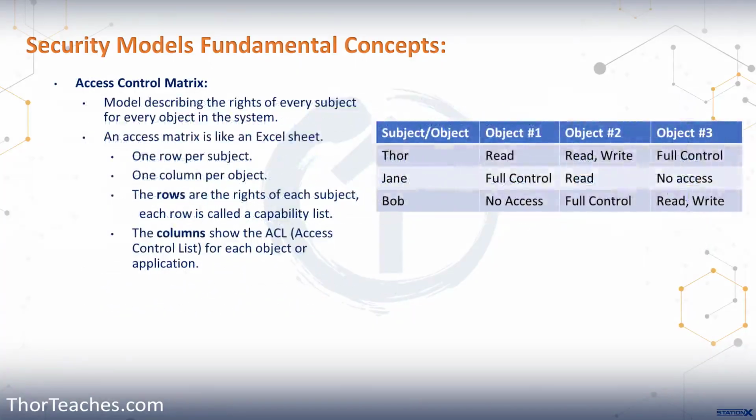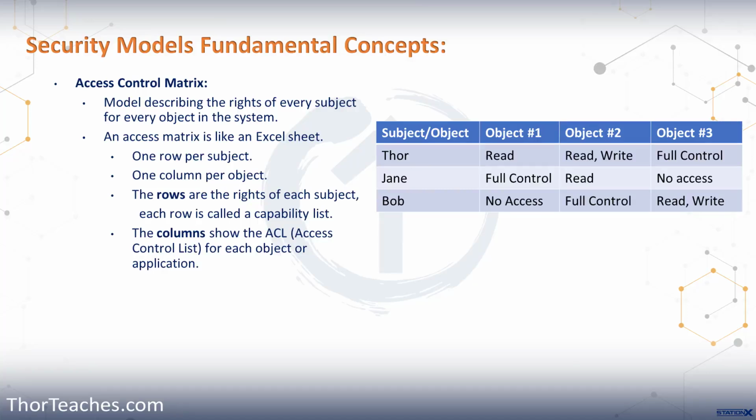Looking at the access control matrix, the rights of every single subject is described in relation to every single object on the entire system. Think of this as a giant Excel spreadsheet. And rights are then assigned to the subjects for every object. Each row is unique to each subject. That is also called a capabilities list. What is that one subject able to do on those objects? And then the columns shows the ACLs, the access control lists, for each object or each application.